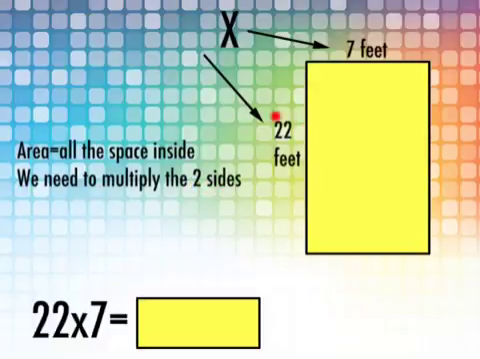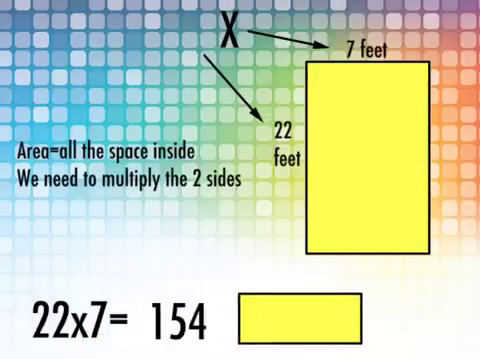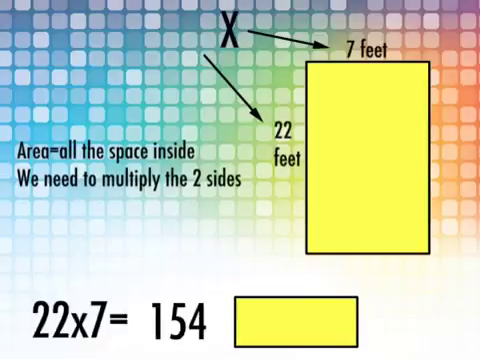So we have 22 feet is one side and 7 feet is another. What are the two numbers we're going to multiply? 22 times 7. And that equals 154.